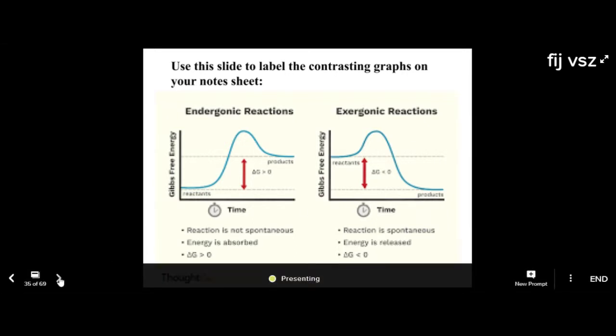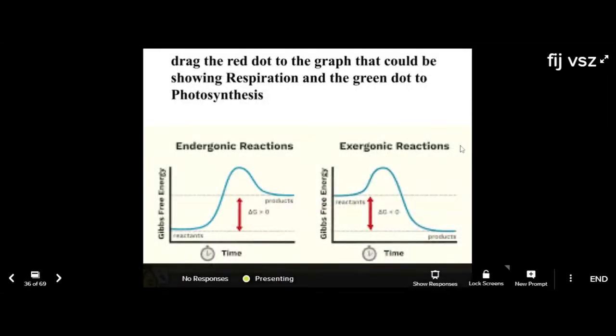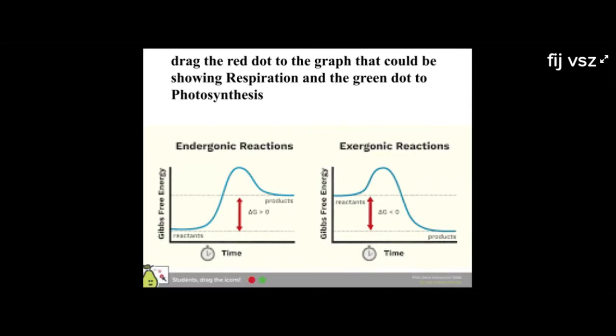Okay. Here's a question. Same graphs. Drag the red dot to the graph that could be showing respiration. The green dot to the one that's showing photosynthesis. And then after this, I think we need to take a break. I know it's been longer than I thought it would. I apologize. Take a look at that.